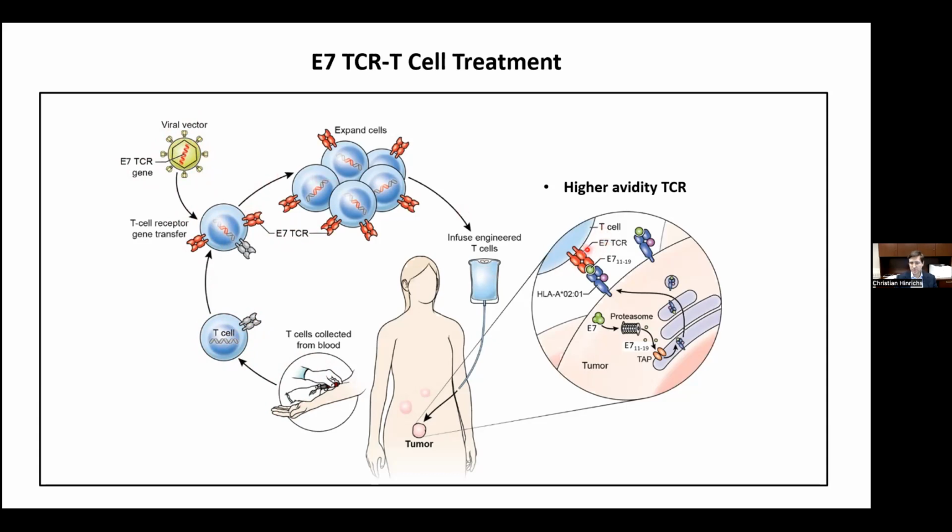The idea here is for this E7 T cell receptor to target the tumor by recognizing the E7 11 to 19 epitope, which is presented by an HLA-A2 molecule. E7 is an intracellular protein that has to be processed, and this epitope presented to T cells. This is part of why we use the T cell based approach: a chimeric antigen receptor can only engage cell surface molecules, and E7 is an intracellular protein, and this is the natural way that the immune system recognizes these proteins.